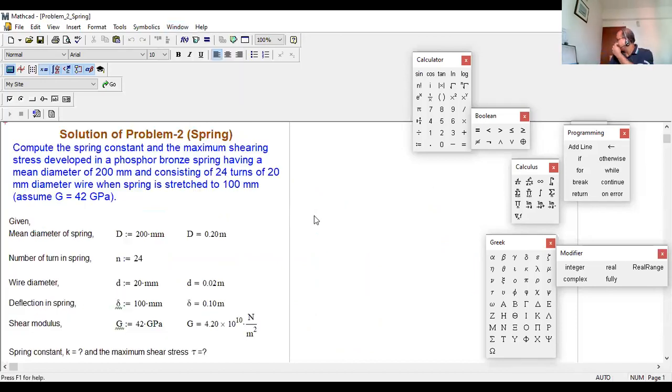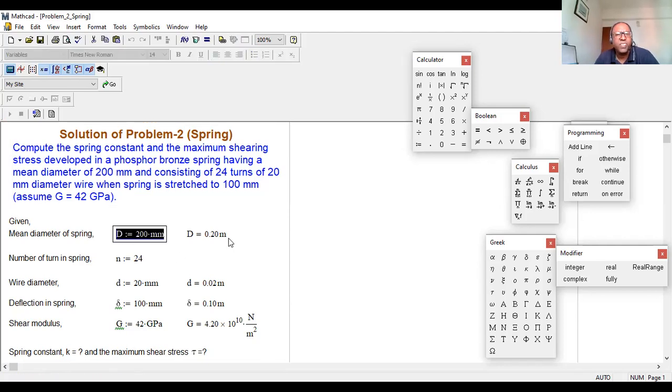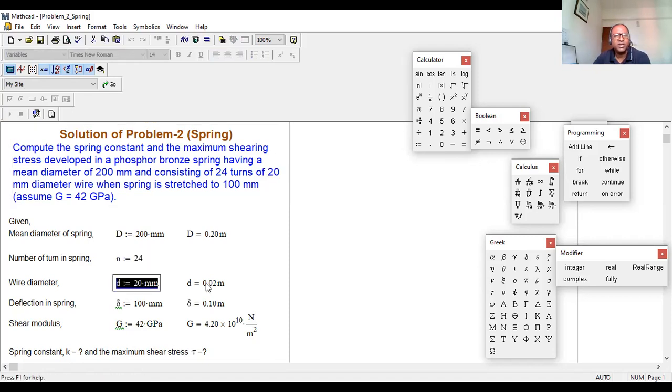Right over here, this one. It's saying mean diameter of the spring 200 millimeters. So D equal to 200 millimeter. Then you convert in meter. Number of turns, they say small n. If you want, you can put capital N, 24. Diameter of the wire 20 millimeter, right over here. So d equal to 0.02 meter.